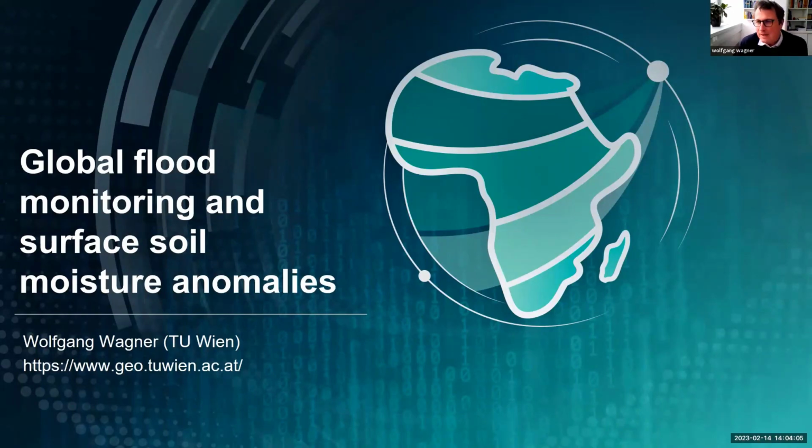My name is Wolfgang Wagner. I'm from the Vienna University of Technology, or shortly TU Wien. You see the web address here. And the webinar today is about global flood monitoring and surface soil moisture anomalies.